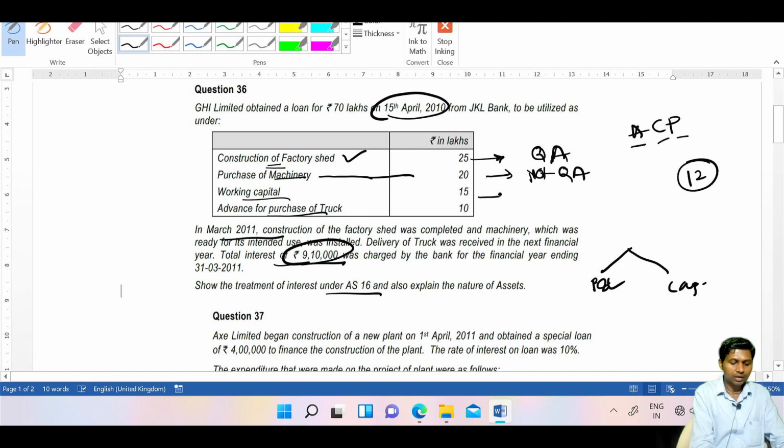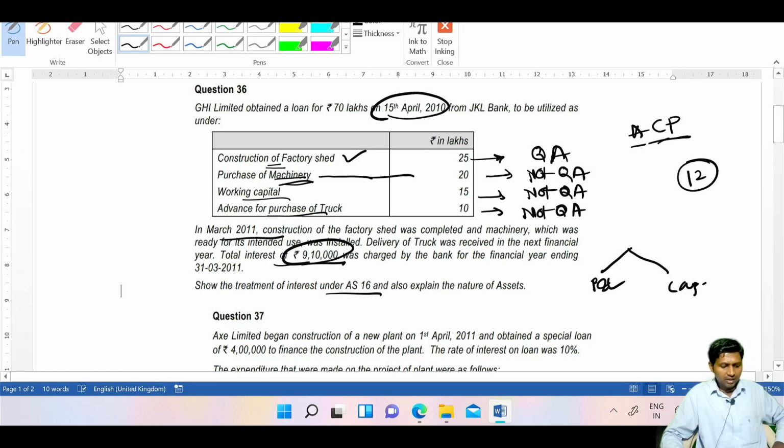Then after that, working capital is not related to ACP, therefore not a qualifying asset. And then advance for a truck, this is not a qualifying asset. Okay, purchase of machinery, by purchasing machinery, yes, immediately. Installation of machinery means assembly of machine. Assembling the machinery is different from purchase of machinery, as it is ready machinery you are purchasing and using.